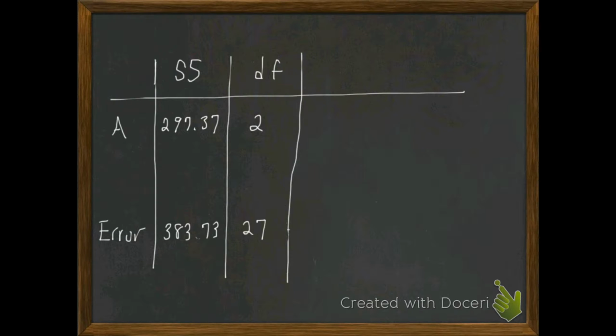You think these calculations are bad? Wait till we get to something like the MANCOVA design. This stuff gets completely crazy. All right, gang, the next thing that we need to do is come up with our mean square. And the mean square is just the sum of squares divided by the degrees of freedom. So that's always easy to take care of. So this is going to be 148.69. And then 383.73 divided by 27 is 14.21.